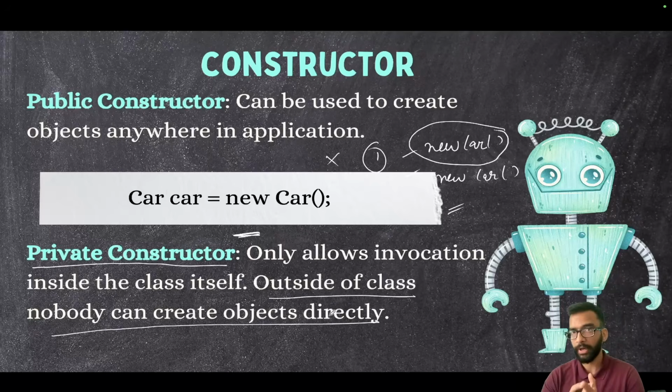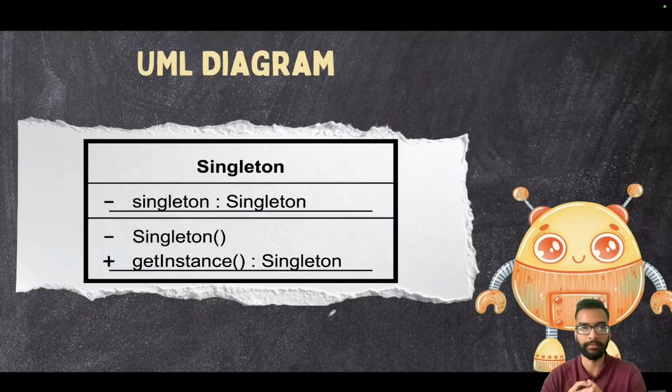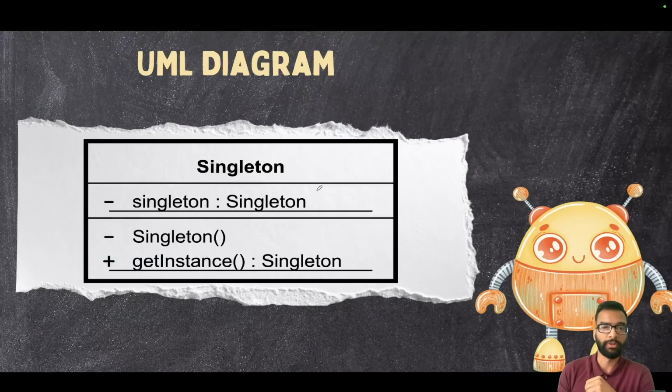Now the most important part, how to implement them. There are 5 different implementations and all of them have different pros and cons. Let's look at that. First, look at the UML diagram. In this, minus means private, plus means it's public. So the only API which we are exposing is getInstance.